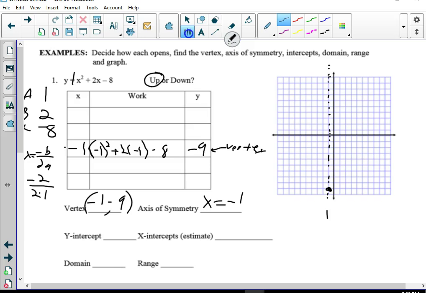The y-intercept. Where do we find the y-intercept? C, right? 0, negative 8. So that's another point we can put on right here. We've got that point right there. And in fact, why not write that on here? We got a point. That's easy. We don't have to do any math there.